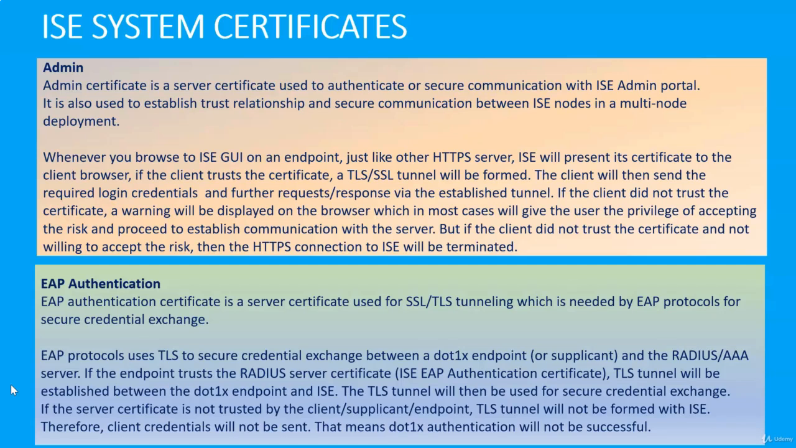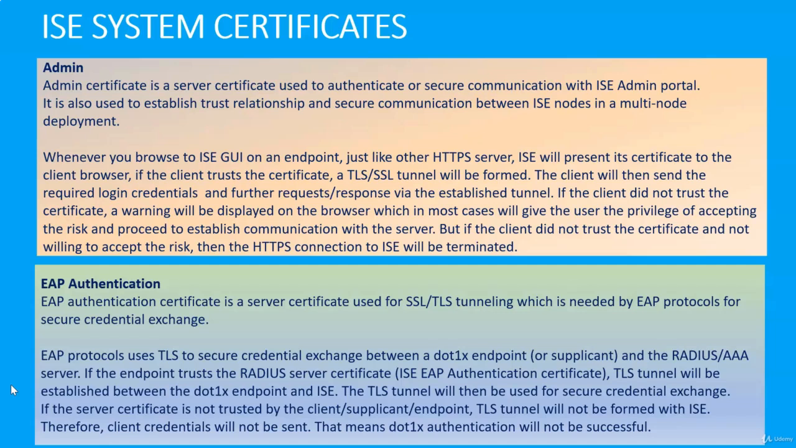Cisco ISE system certificates are certificates that identify a Cisco ISE node to other nodes in a multi-node deployment and to client applications such as client browsers, .1x supplicants, and so forth. The most used ISE system certificates are EAP authentication, admin, and portal certificates.